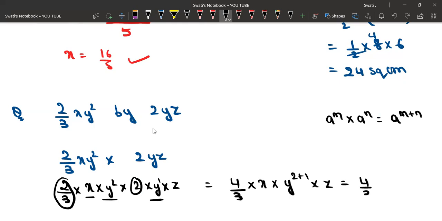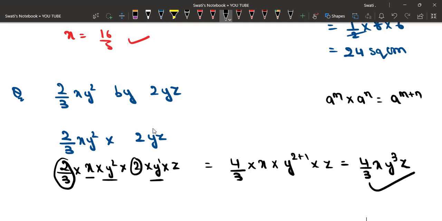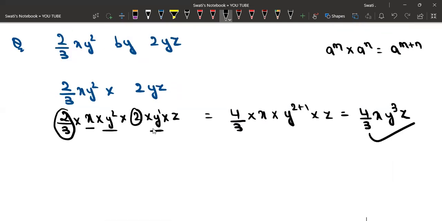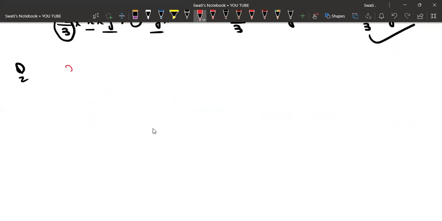So this will become 4 by 3 x y cube z. This is the answer. All right, now we can go to the next question. So in the next question, we need to convert 3 by 4 into percentage. Okay, we have a fraction given and we need to convert this into percentage.